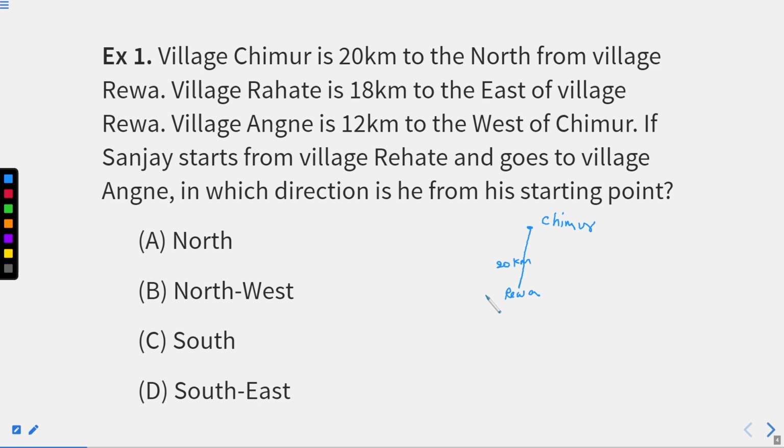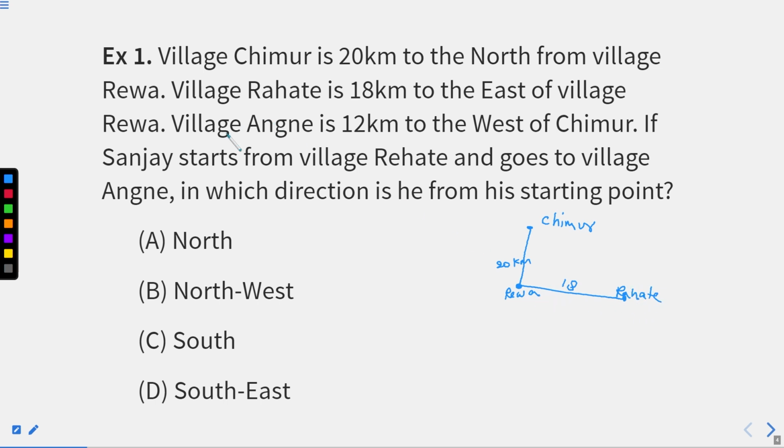And we know that village Rahate is 18 kilometers to the east of village Reva. Now, if we are at village Reva, which direction is going to be our east direction? That is this direction. And 18 kilometers in this direction is our village Rahate, right? So write it like this. You are able to get it, right?